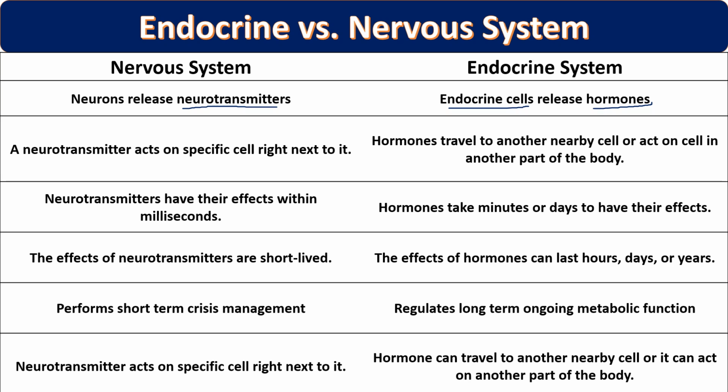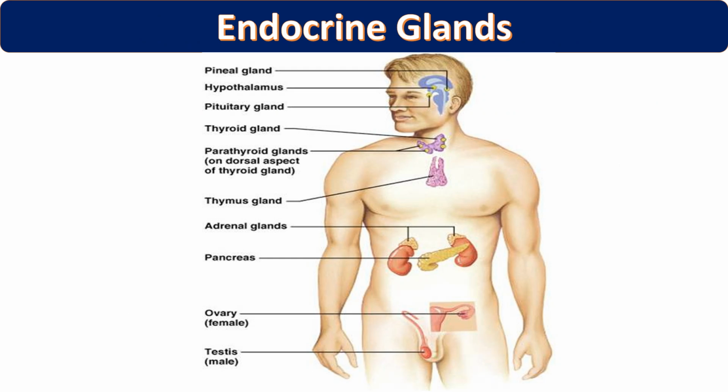Neurotransmitters act on specific cells right next to them. Hormones can travel to other places. In our body, we have many endocrine glands, from the head up to the genital organs. We have many endocrine organs, like the pineal gland, hypothalamus, pituitary, thyroid, parathyroids, thymus, adrenal, pancreas, ovary, and testis. A number of organs are there.